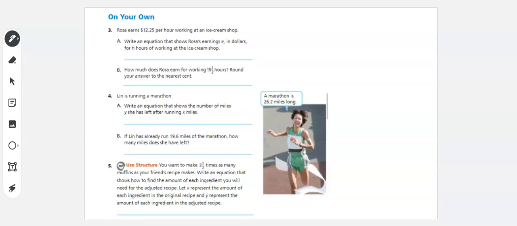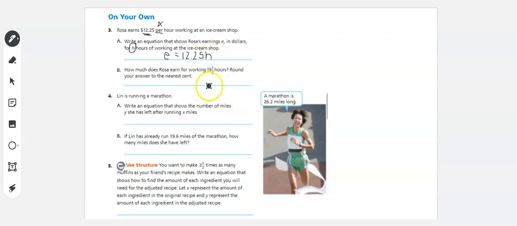Rosa earns $12.25 per hour working at an ice cream shop. We're going to write an equation that shows Rosa's earnings E in dollars. So how much she earns, so we know it's going to be E equals something for H hours of working at the ice cream shop. So per means we're going to be multiplying. That is a terrible multiplication sign, but that is a multiplication sign. So we're taking 12.25 because that's the amount times H. So 12.25, and we're just going to smash that H right next to it because a letter and a number next to each other means multiplication.